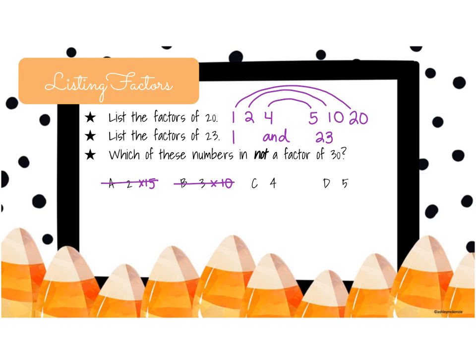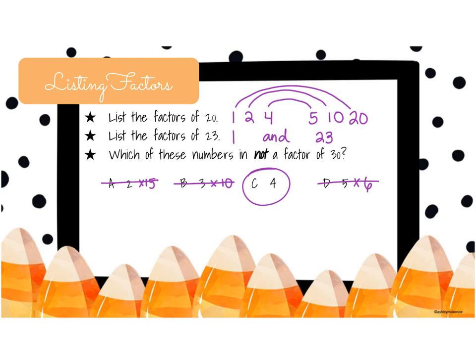Can 4? No. Okay. What about 5? Yes. Times what? 6. Good. So C on this one should be the correct answer. It's kind of obvious because it's 30 and there's a 2 there. And then 3, it's obvious because 3 times 10 equals 30. And then 5, you all know that too.